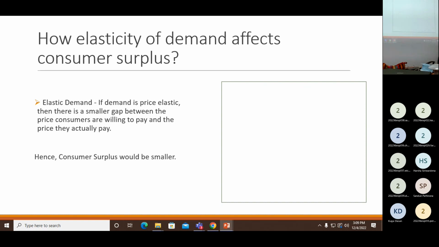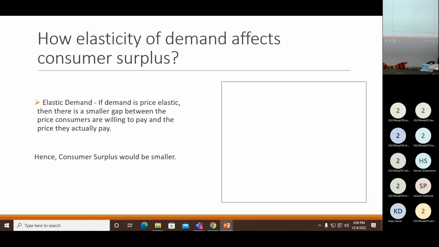So in that case, now this is your equilibrium where supply and demand meet. That is your equilibrium price, right?